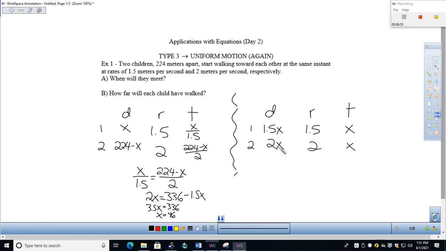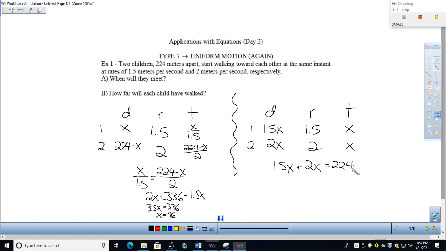How can I create an equation coming up with this column that I created? Well, they're not the same. Remember, the distances are not the same. We want to go back to the information in the problem, and I look at they are 224 meters apart. So the distance that child 1 traveled plus the distance that child 2 had traveled is equal to 224. So again, we just have to be a little careful.